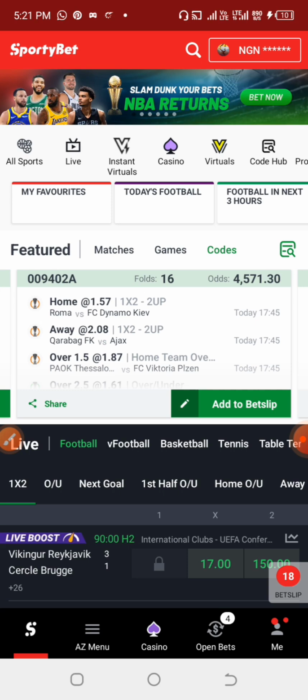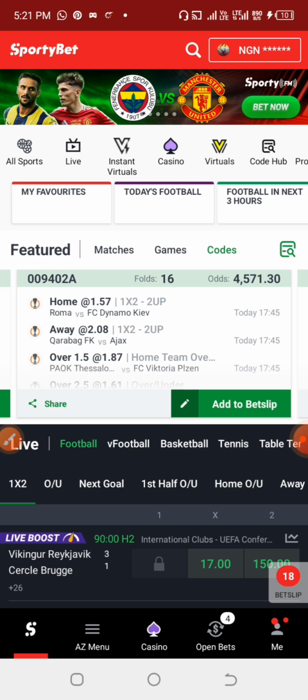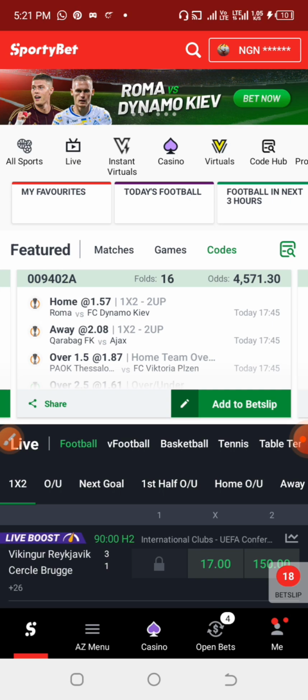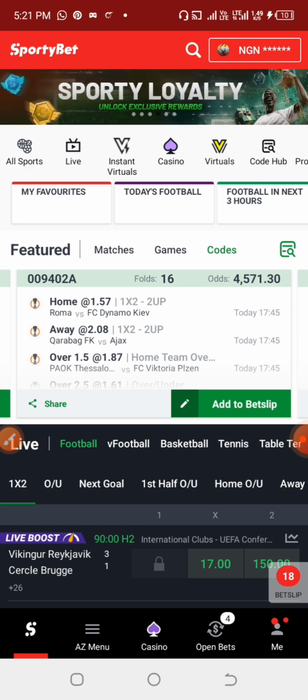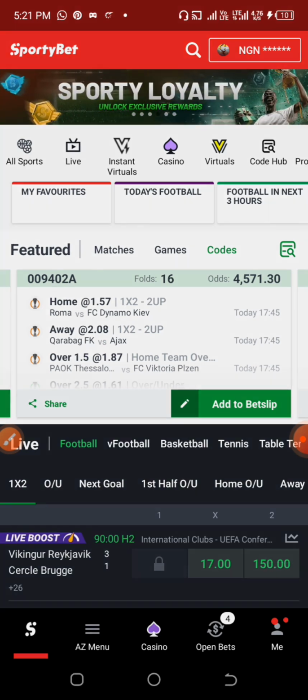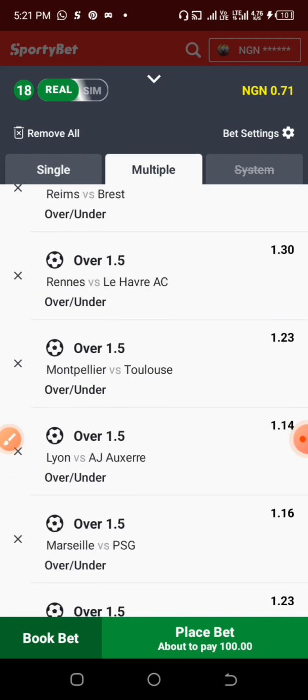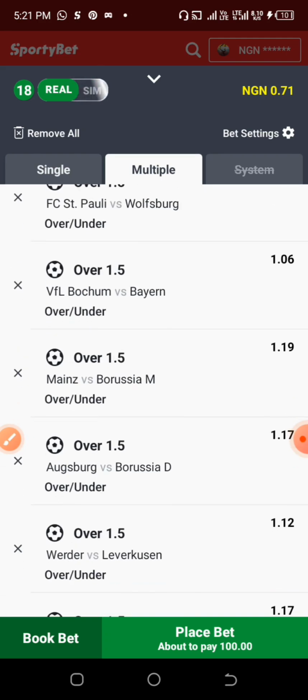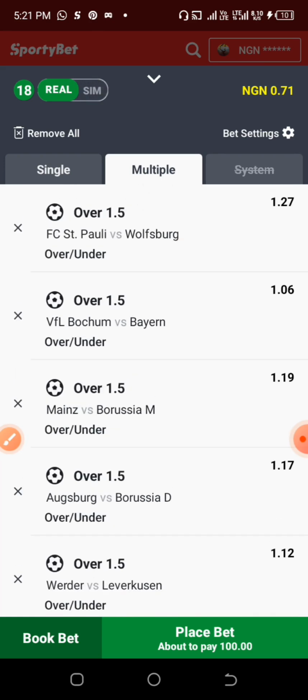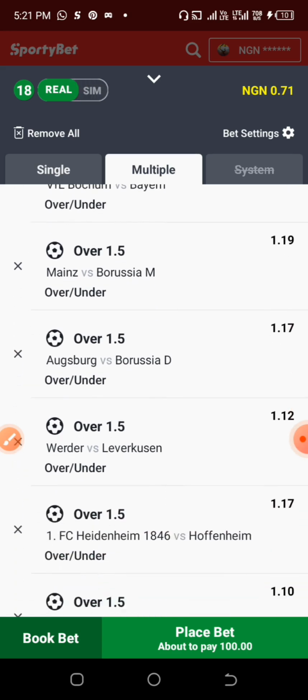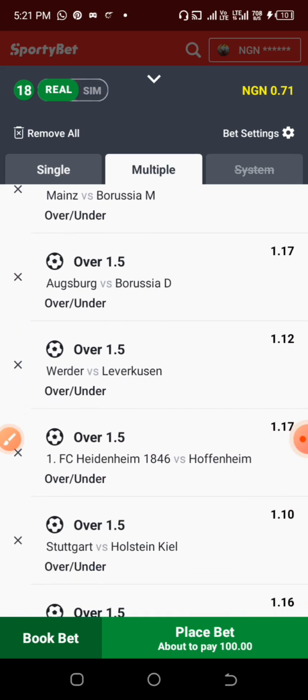So already I have some markets in my bet slip that I'm going to be applying this particular method on, and also I'll be checking the average percentage of the market that these particular teams or matches have been playing all together. So now on my bet slip I already have 18 games, all are over 1.5 goals, with different odds. Some are 1.06, 1.27, 1.19, 1.17. This is the reason why sometimes the lower the odds, the higher the chance of winning, and the higher the odds, the lower the chance of winning.